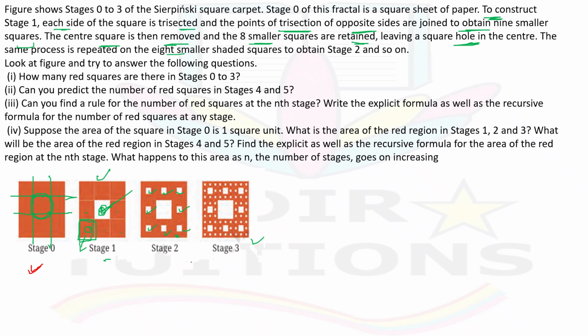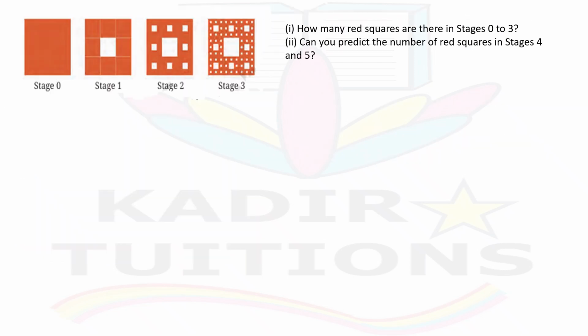The first question is how many red squares are there in stage 0 to 3, and can you predict the number of red squares in stage 4 and 5? So first we'll solve these two problems. The first question is how many red squares are there in stage 0 to 3? By seeing we'll get the information, then we'll make a tabular column.